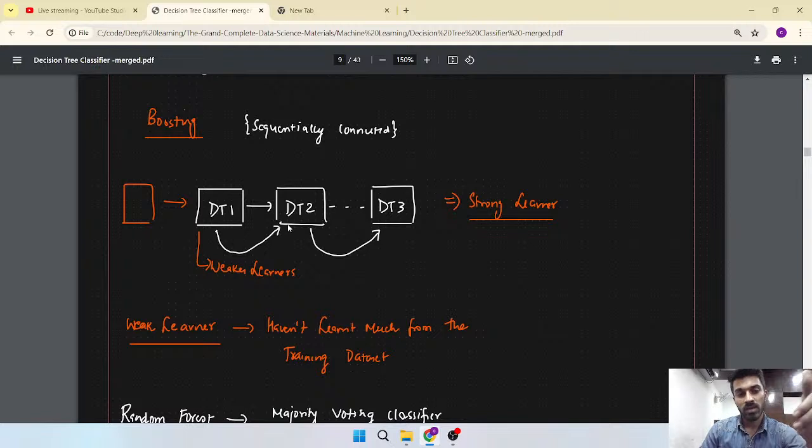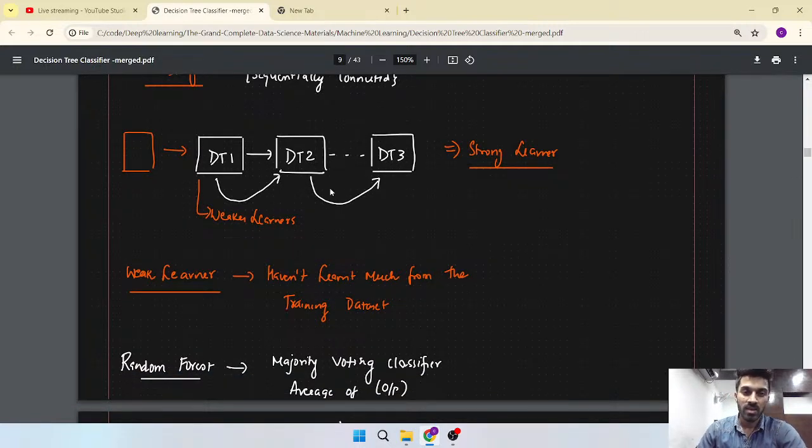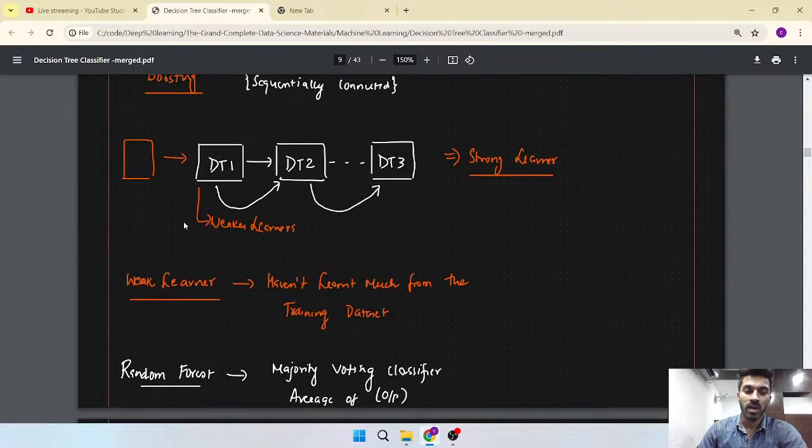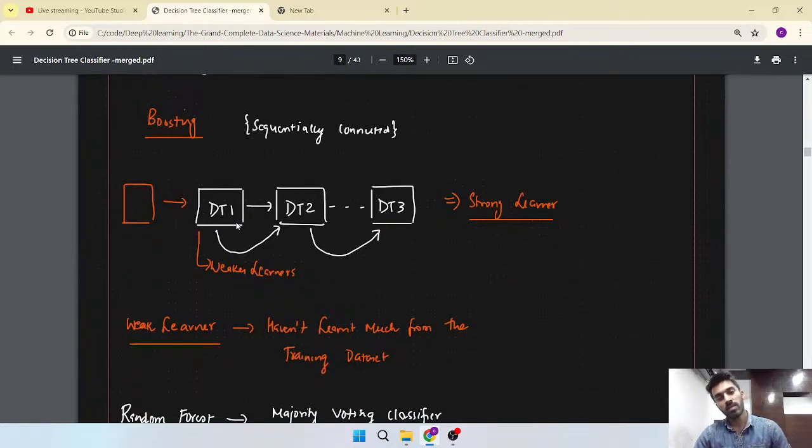We give a higher weightage to this wrongly classified data. And we continue until we get good accuracy. By combining all of these weak learners, we get a strong learner. That's how the boosting algorithm works.